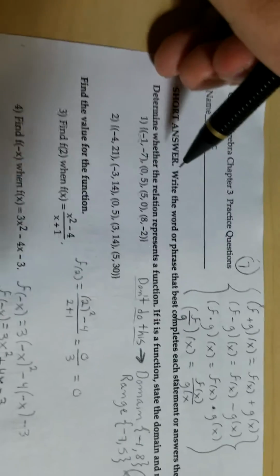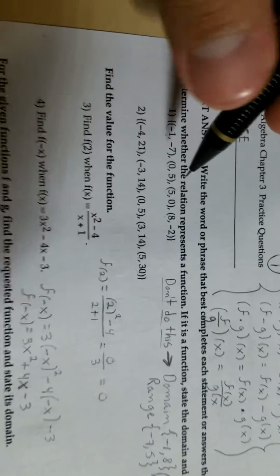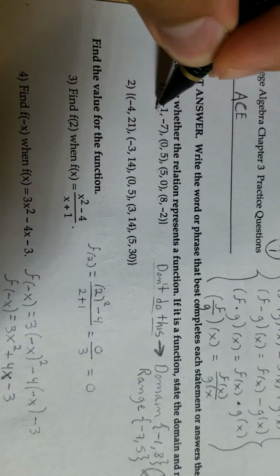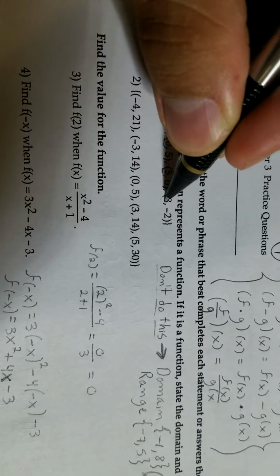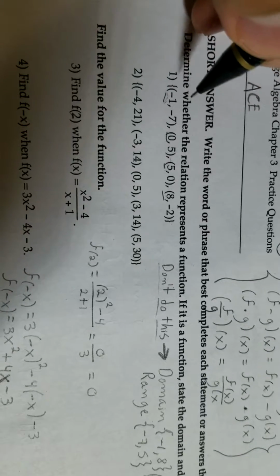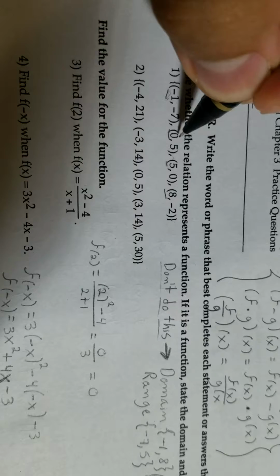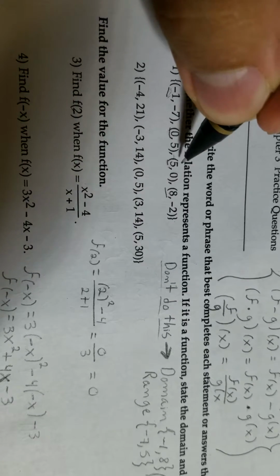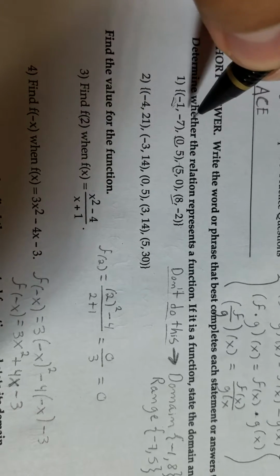So if you have to find whether these numbers are a function, all you have to do is just look at the x values. So we have -1, we have 0, we have 5, and then we have 8. So those are your x values. If you want to know if this is a function, then you have to look at the x's and make sure that they don't repeat. So we have -1, 0, 5, and 8. None of them is being repeated, so yes, this is a function.